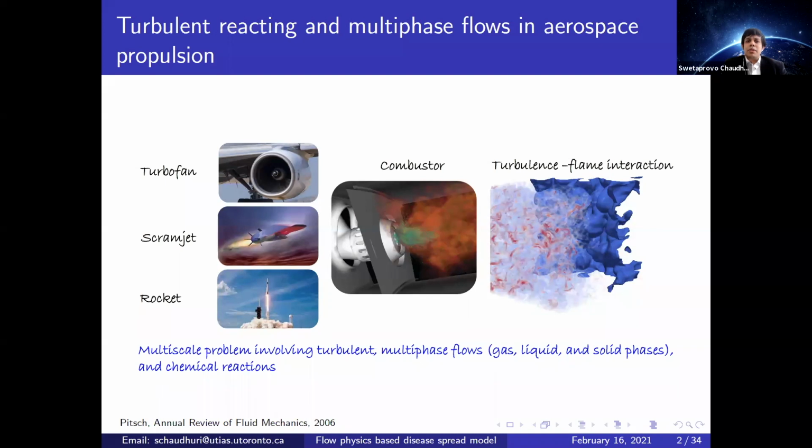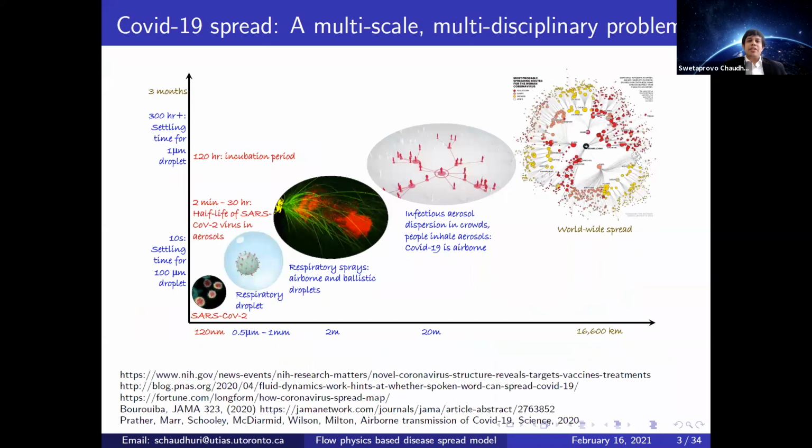Why am I talking about this? Because, as I will show in the next slide, COVID-19 is also essentially a multi-scale problem involving turbulent multiphase flows, exactly the same gas, liquid, and solid phases, as well as chemical reactions, or you can say biochemical reactions. And we will show that the kind of reaction mechanisms we use here can be directly applied in modeling the disease spread as well. So from here on, I will talk about COVID-19 disease spread.